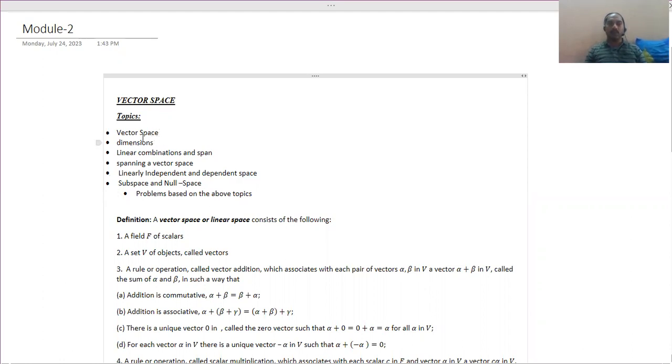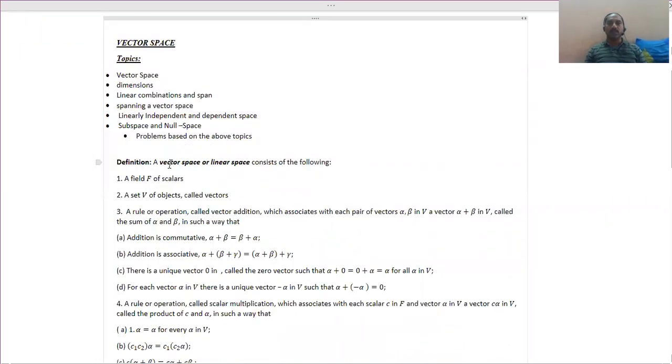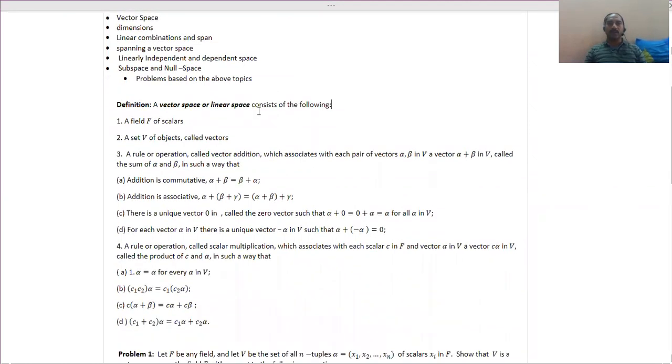So today I am going to discuss vector space. What is a vector space? A vector space, also named as a linear space, contains two sets. One of the sets is a field. In your BSc level, you already learned about groups, rings, fields. A field is nothing but a set with two operations, addition and multiplication.